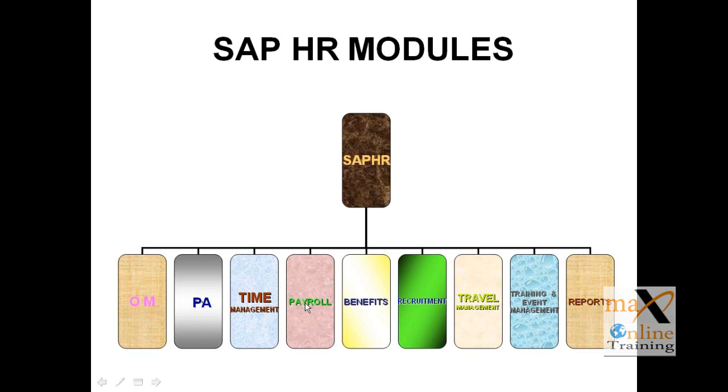In order to run the payroll for a particular employee, first we have to check how many days he has worked, whether he has taken any leaves, whether he is on leave, everything. Before paying the person, we have to check how many days he has worked or how many days he was active in the organization, and how much we have to pay. The total picture will come from time management.